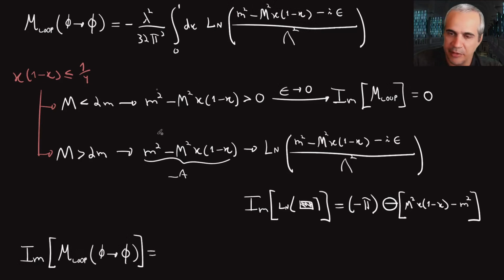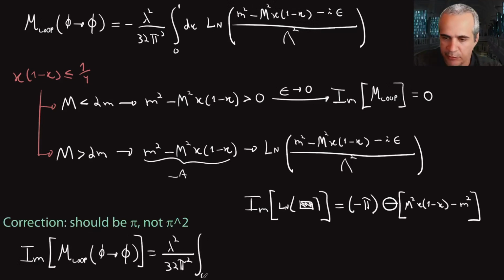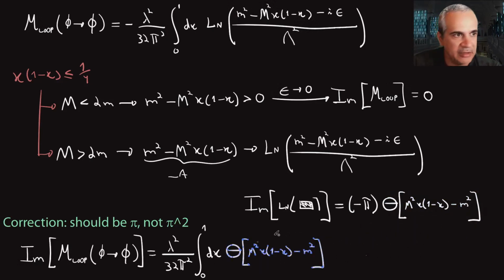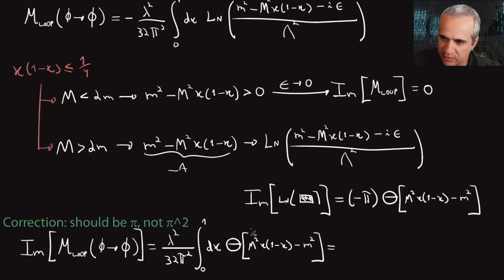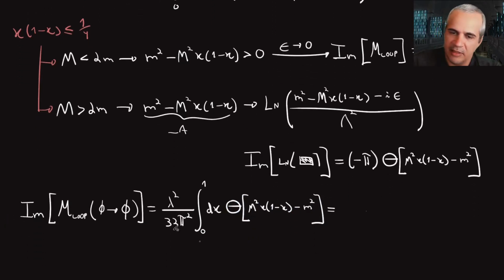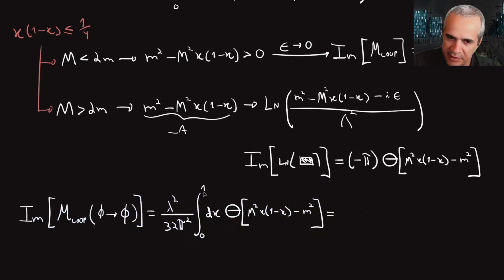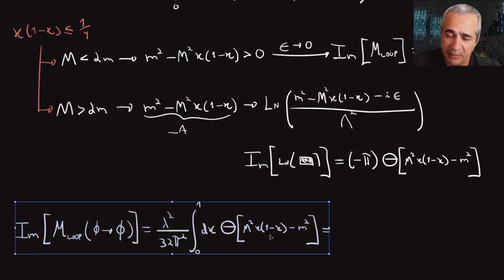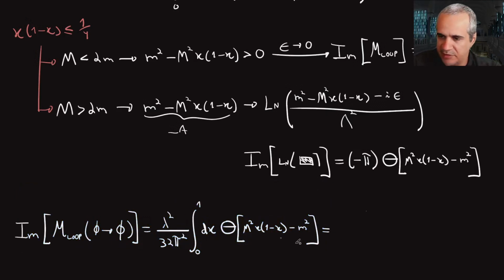I get that minus up front, is just lambda squared over 32 pi squared, integral from 0 to 1 dx of the theta function. That's all. I don't have to integrate the log anymore because that's only important for the real part of this. I still have to integrate the theta function. There are many ways of doing that. I won't do it here again. I can even do it in Mathematica. Mathematica deals well with Heaviside functions.